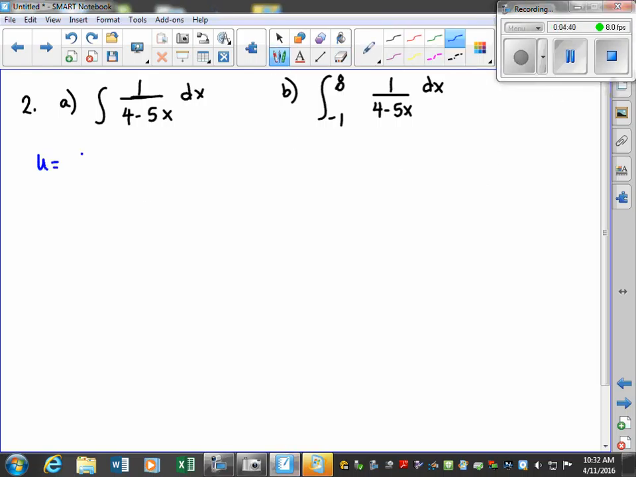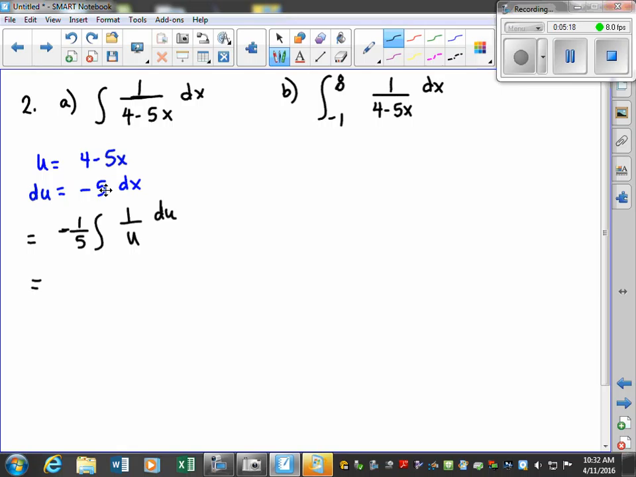Okay, so u is going to be 4 minus 5x. Our du would just be what? -5 dx. Good. Now when I want to rewrite this, I'm going to have the integral of 1 over u du. Now let me check to see what that is. So this is accounted for. The only thing that's different is this -5, so we're going to accommodate that by pulling out a -1/5.